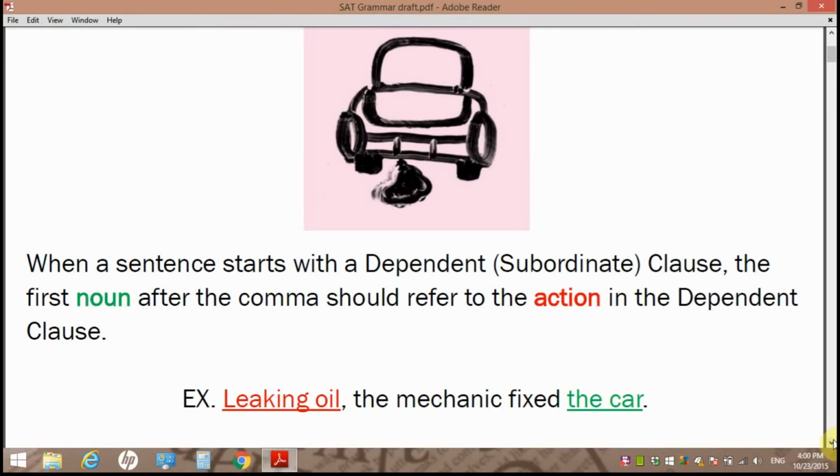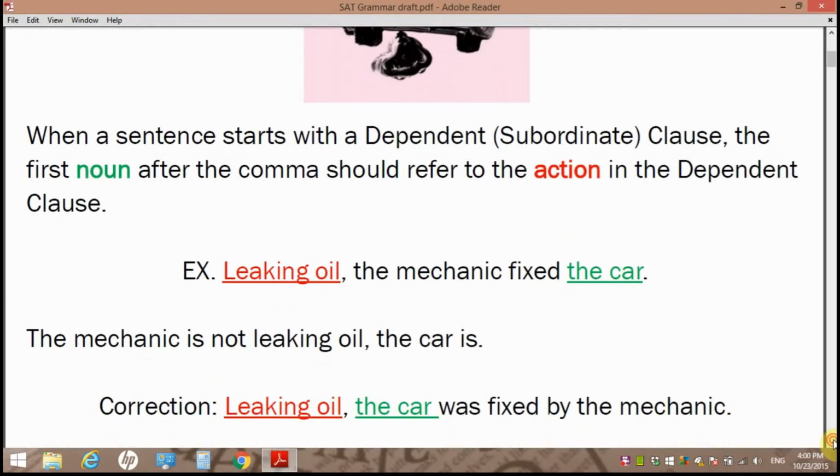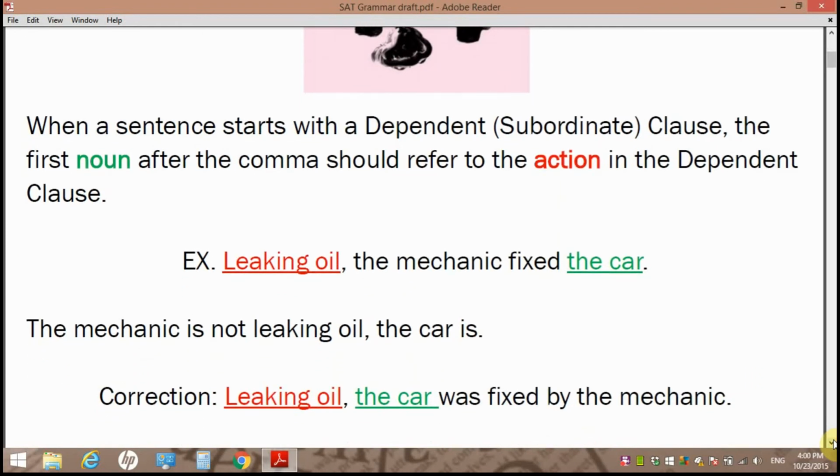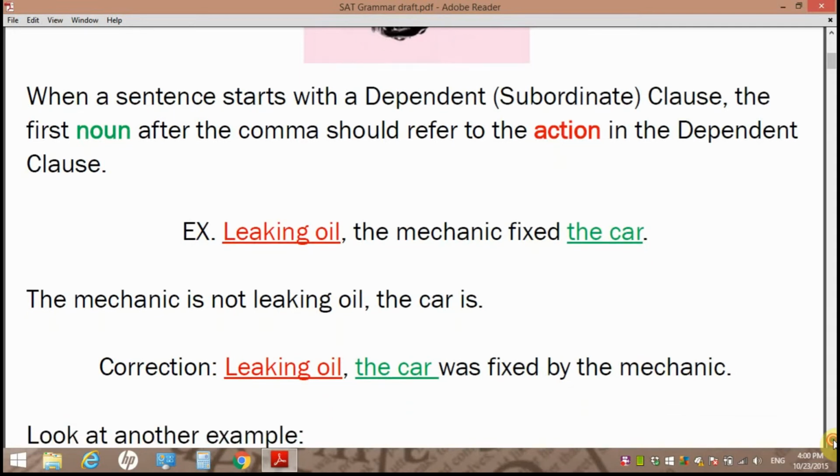So we need to rearrange this sentence so that it properly reflects what's happening. Leaking oil, the car was fixed by the mechanic. Notice that we had to add in some words in order to have this sentence make sense. So usually when you're correcting a misplaced modifier, you might need to make these changes. So that's just something to look out for in your answer choices on the SAT. You're not just looking for a rearrangement of the word choices given. Sometimes it works out that you don't have to add any words, but don't be afraid of it if you see extra words in there.